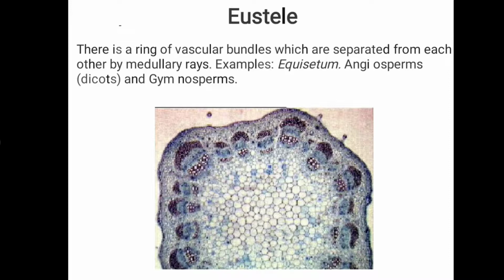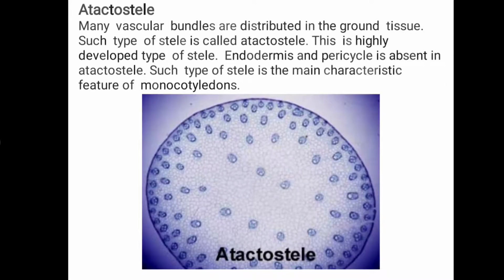The medullary rays are radial structure cells, and they are present between these two vascular bundles. So the arrangement in the eustele, with the xylem and phloem vascular bundles separated by medullary rays, is known as the eustele. This type of stele is present in most angiosperms and gymnosperms.